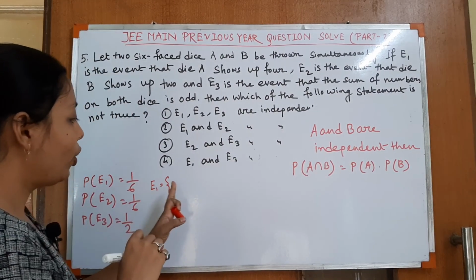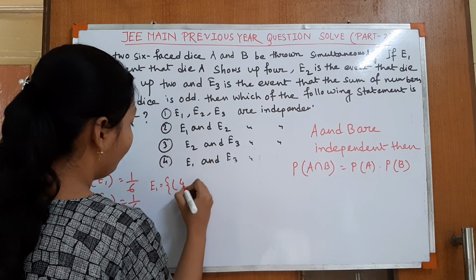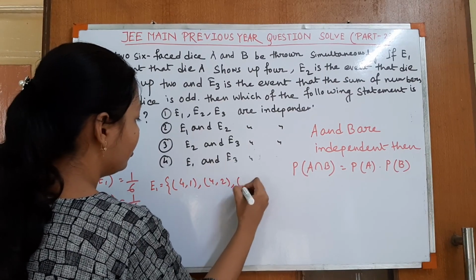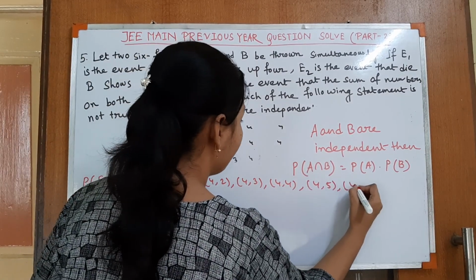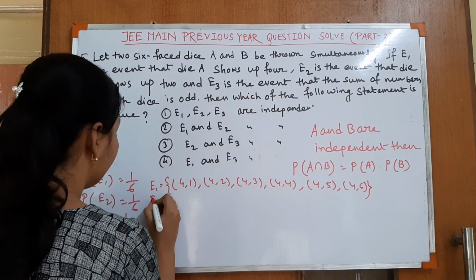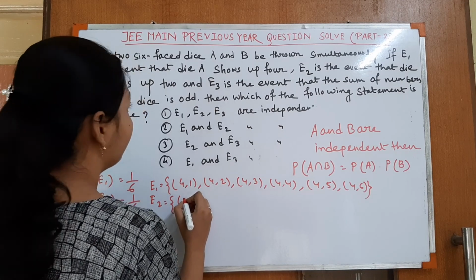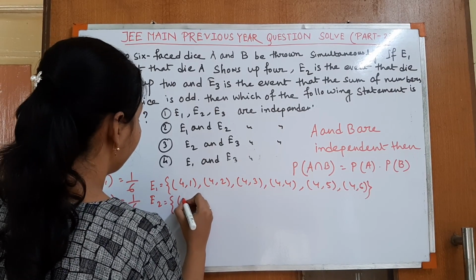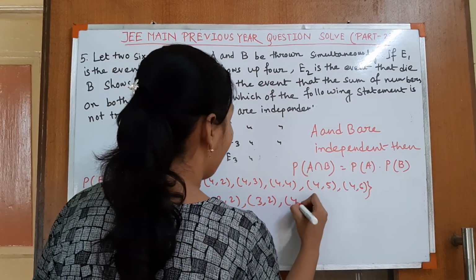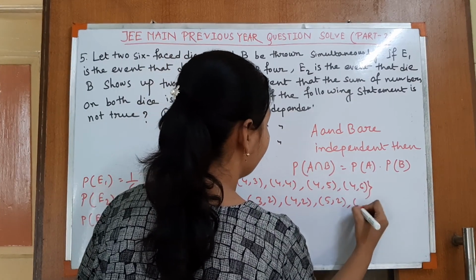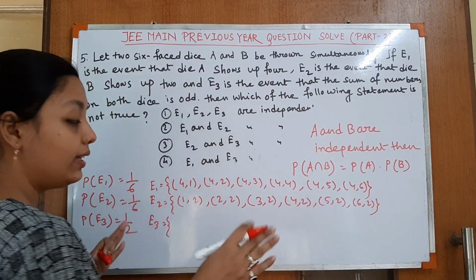Here we construct the set E1. The set E1 is (4,1), (4,2), (4,3), (4,4), (4,5) and (4,6). And E2 is (1,2), (2,2), (3,2), (4,2), (5,2), (6,2). And E3 is these 18 elements.